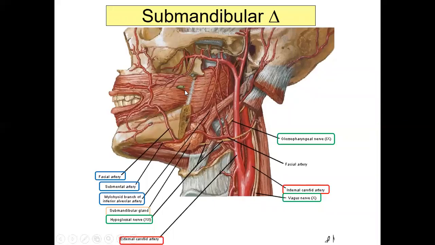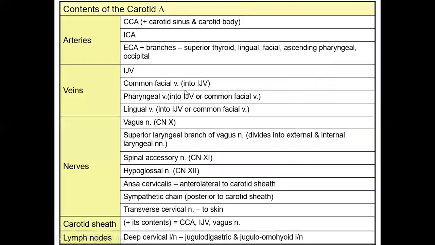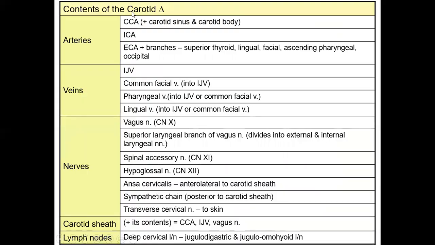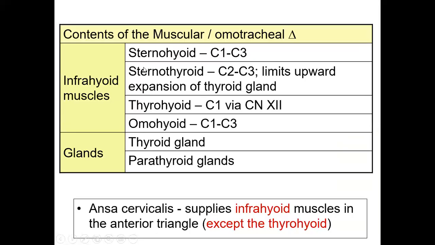Okay, thank you. And then for the content of the carotid triangle: just now we have discussed the submental triangle and submandibular triangle, and now we're going to proceed with the carotid triangle. So these are the contents of the carotid triangle. For the arteries we have the common carotid artery, internal carotid artery, and also the external carotid artery. The other parts you can read on your own. For the vein we have the internal jugular vein. You can read on your own here.